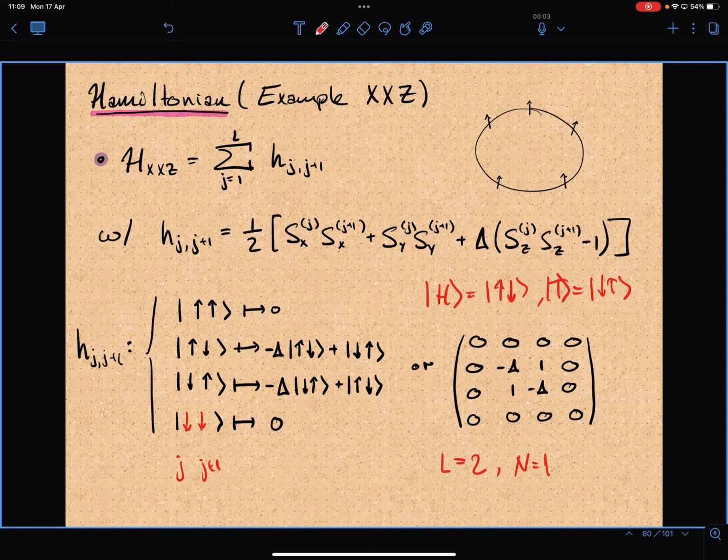There's a difference between if you're measuring up and down versus down and up. Not quite. Anyone else?